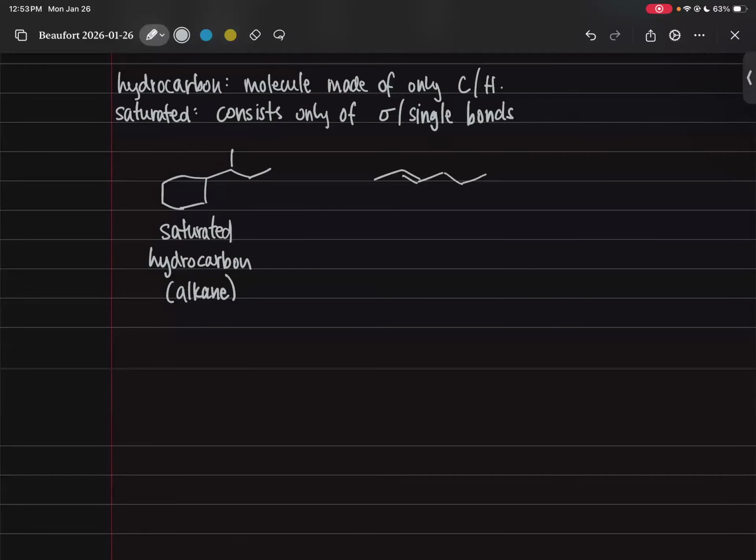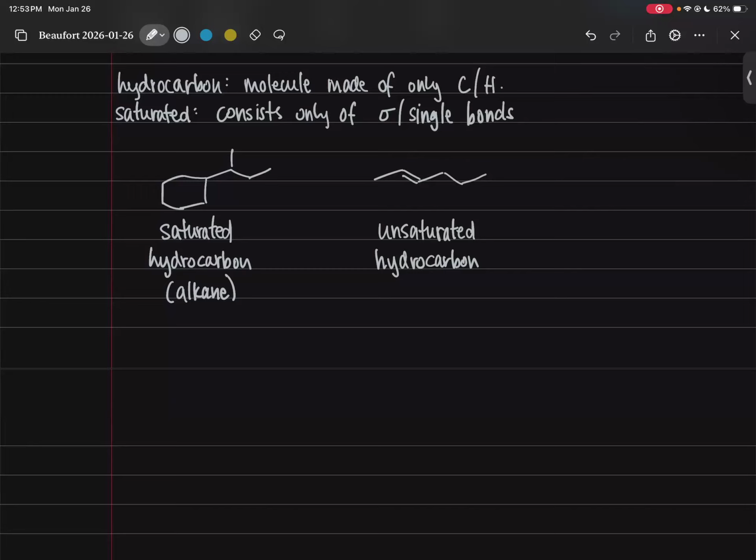Okay, our second molecule, that's also a hydrocarbon because we don't have any letters of any sort. Is it saturated or unsaturated? Yeah, unsaturated. We've got a double bond there. And this specific molecule is a type of alkene, but there's a wide variety of different unsaturated hydrocarbons, so we can't just give them one name.